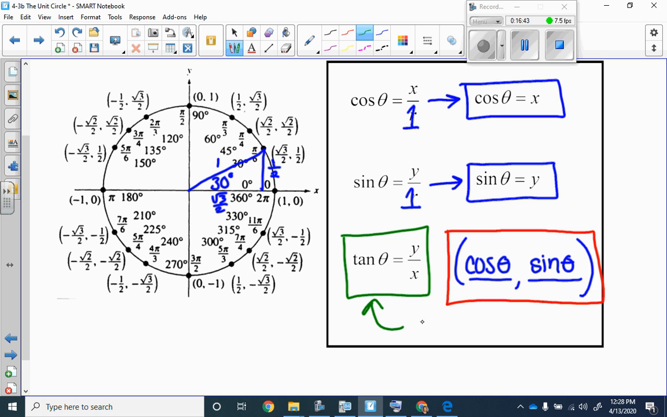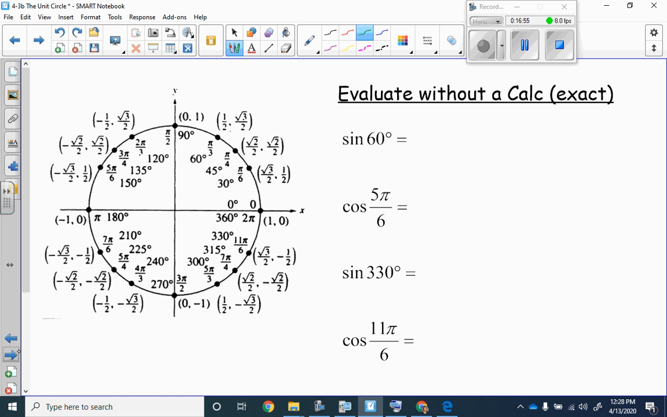Now tangent is kind of its own special part here. Always think about the slope when it comes to tangent, because it's telling you what your change in y over your change in x is, how steep that line is going to be.